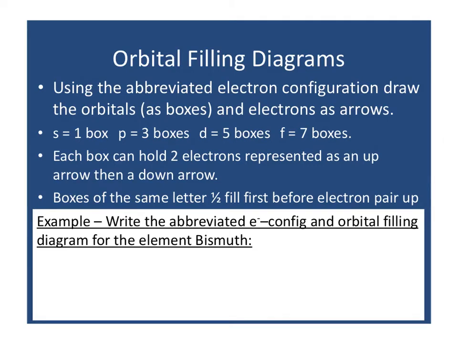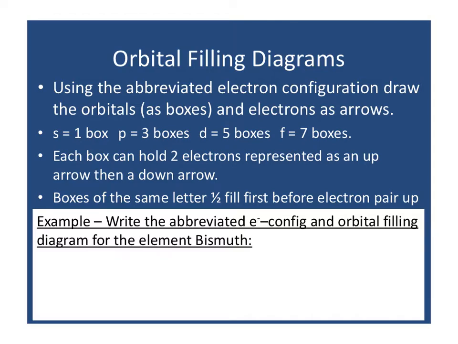These are called orbital filling diagrams. Orbital filling diagrams come right from abbreviated electron configurations. So what we do with these is we use the abbreviated electron configurations and we draw in the orbitals. And we draw them as either boxes or lines, and then we put the electrons in. And anytime we see an s orbital, we draw 1 box. A p orbital, we draw 3 boxes. D orbitals, we draw 5. F orbitals, we draw 7.